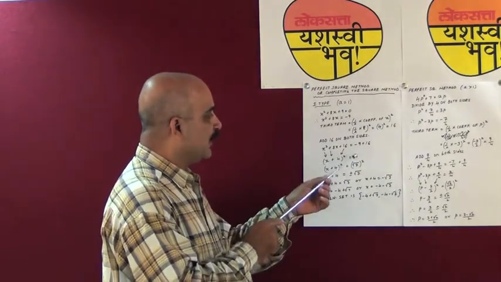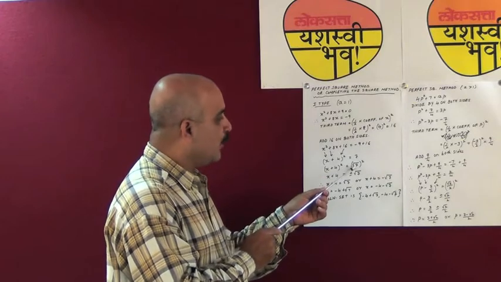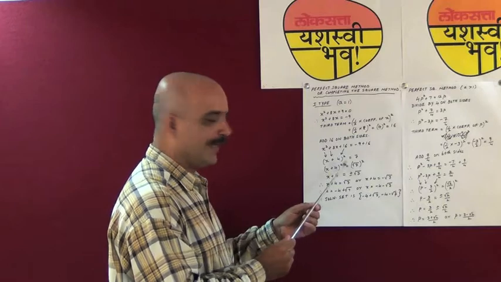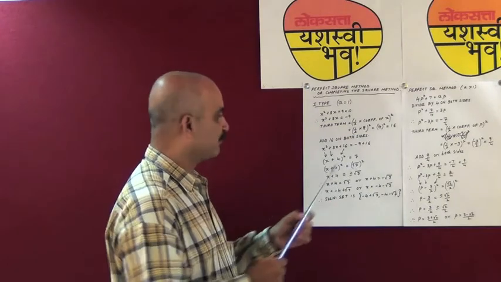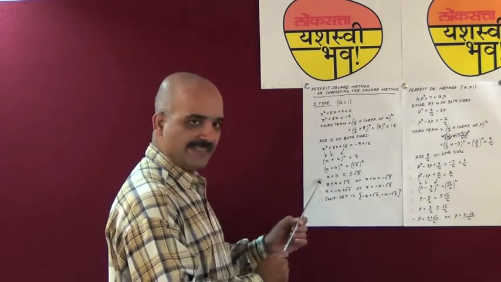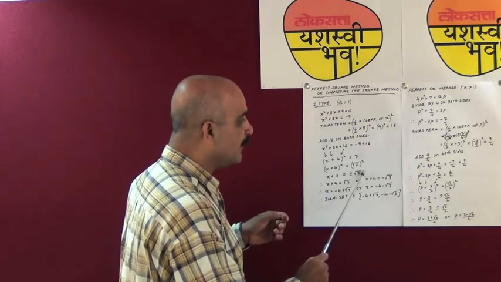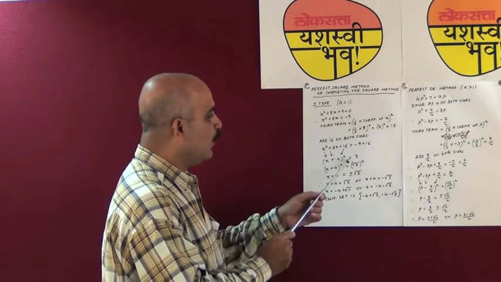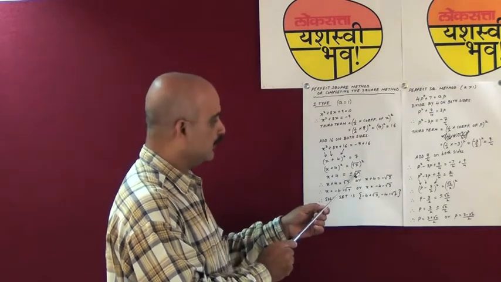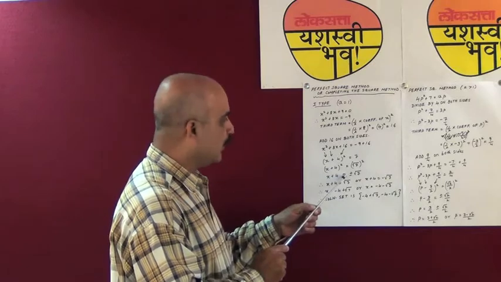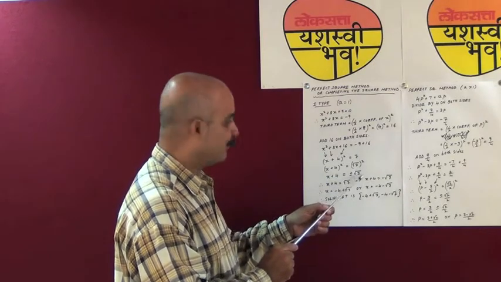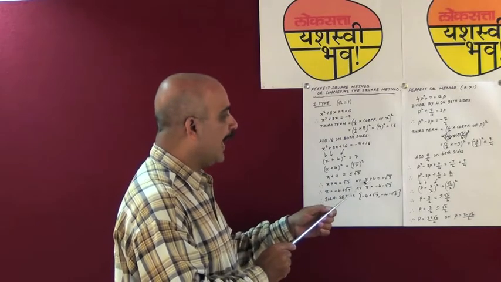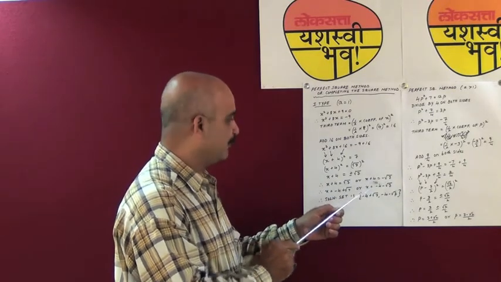Now further, 7 can be written as root 7 the whole square. So we get x plus 4 the whole square is equal to root 7 the whole square. We take the square root of both sides. x plus 4 is equal to plus or minus root 7. Therefore, x plus 4 is equal to root 7 or x plus 4 is equal to minus root 7.